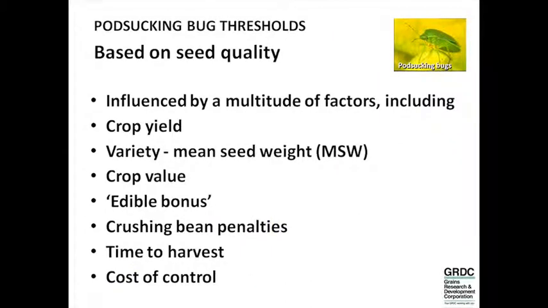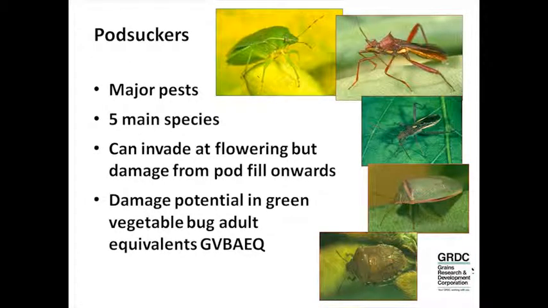And there's a multitude of factors, so crop yield, mean seed weight, crop value, the edible bonus, hopefully you get a good bonus, crushing bean penalties, time to harvest, cost of control, and you're probably feeling a bit of angst already at the thought of all of those. And on top of that you add the different species, so you've got 5 major species of pod-sucking bugs and all the immature stages thereof, and it's their combined impact that impacts your crop, their damage potential. So you need to factor that in as well.